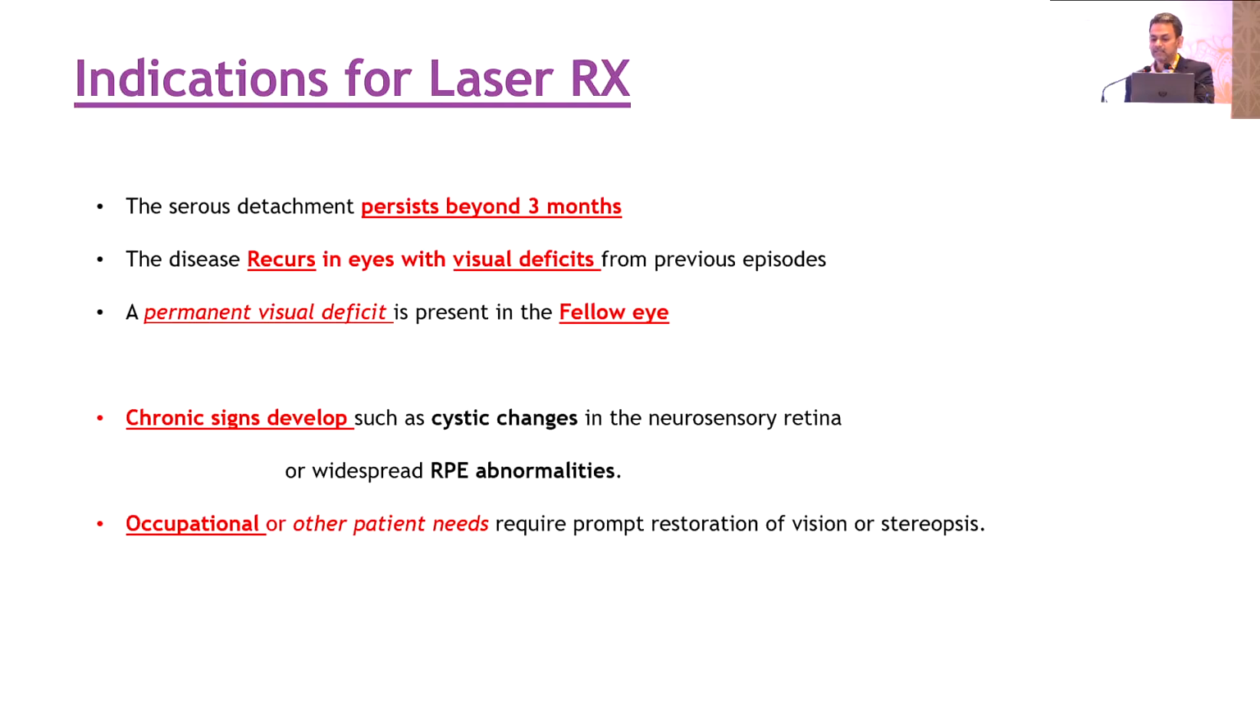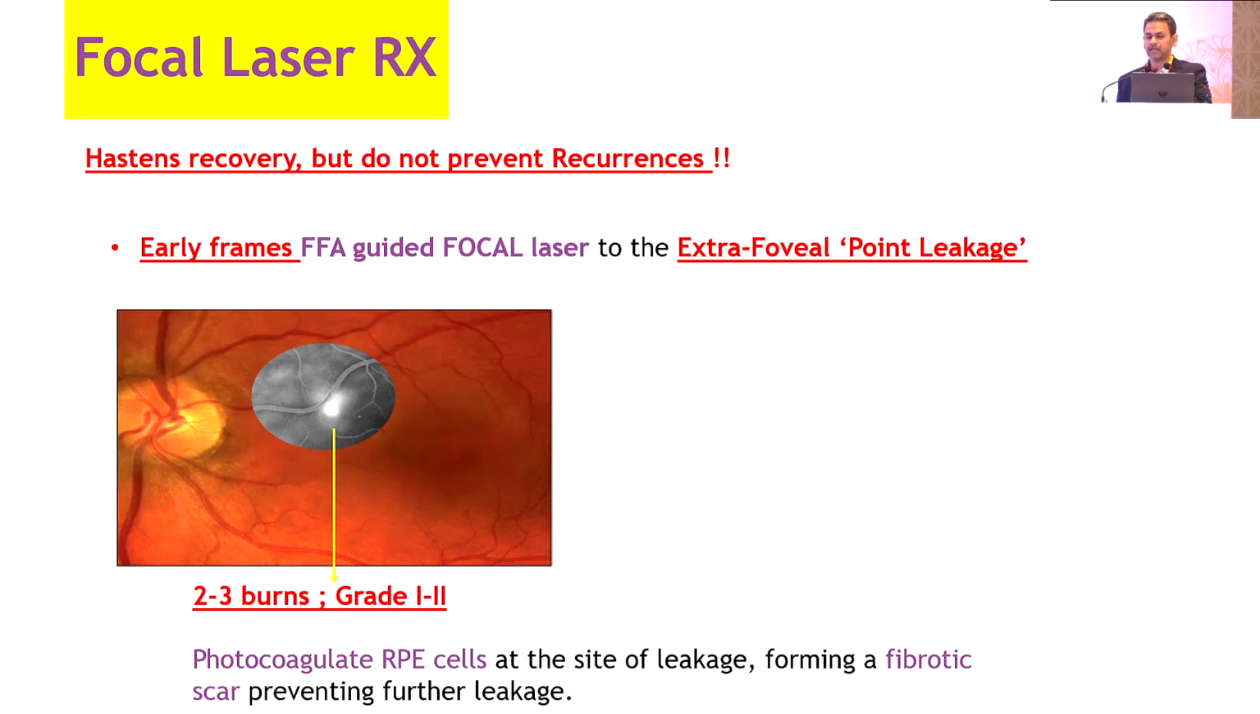So now with these variants, what are the indications for management? Usually we observe an acute case for 3 months. If it recurs with visual defects, or the other eye has permanent visual deficits, or there are chronicity signs which we saw on FFA, ICG or OCT, then you need to treat, or if the patient has an occupational or other need for early restoration of vision. The commonest modality, which all of us know, is focal laser to the early FA point leaks outside the fovea. Give very gentle grade 1 to 2 just visible burns, 2 to 3 burns, to basically stop the RPE leakage with minimal scarring in that area.